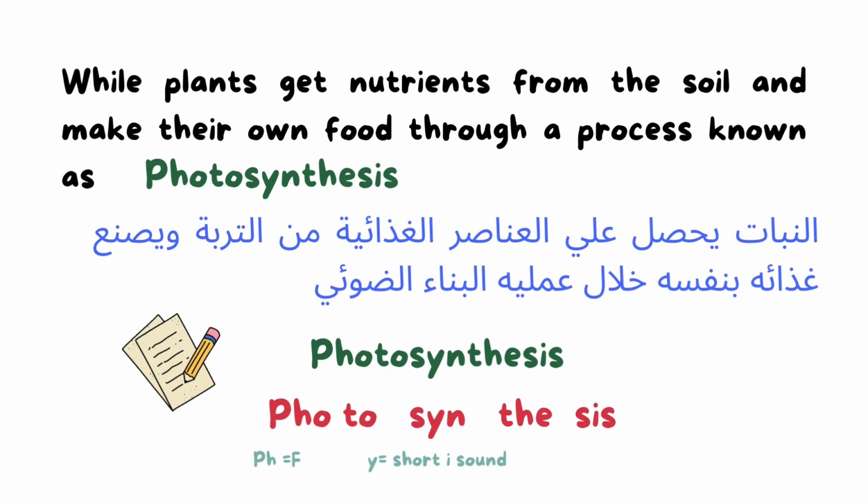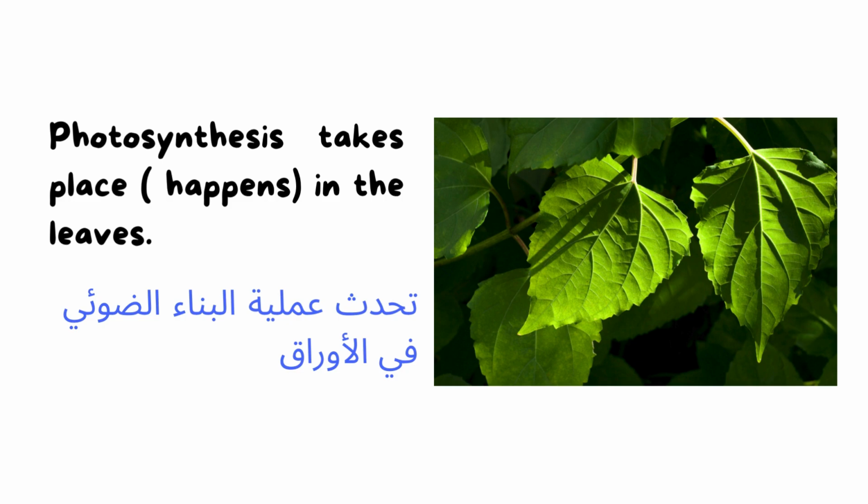Photosynthesis. We can divide this word into 5 syllables. We know ph is pronounced as f, so photo. Then we have sin. Here the y is pronounced as a short sound, looks like e. And then we have the, then we have sis. Photosynthesis. So this photosynthesis process takes place, happens in the leaves.